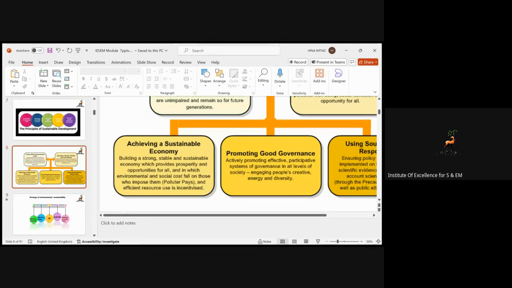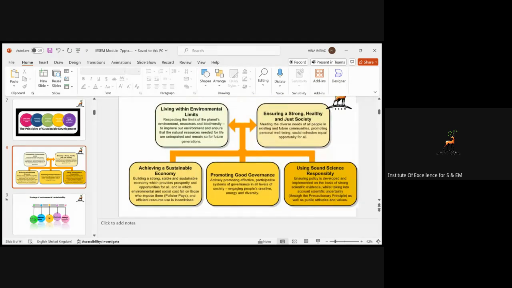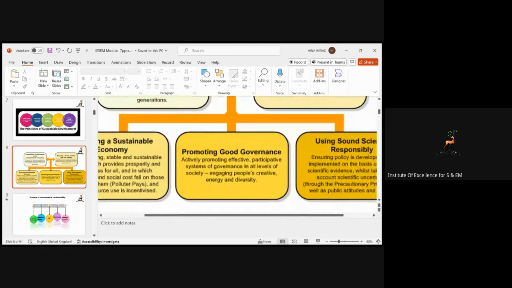And you can say that the social cost falls on those who impose them, and the efficient use of resources, you know, we have to use such types of resources which are efficient, which give us more results by utilizing less input as well.